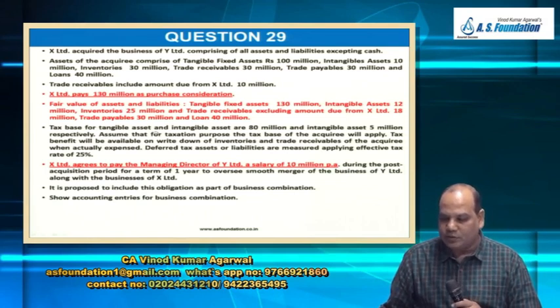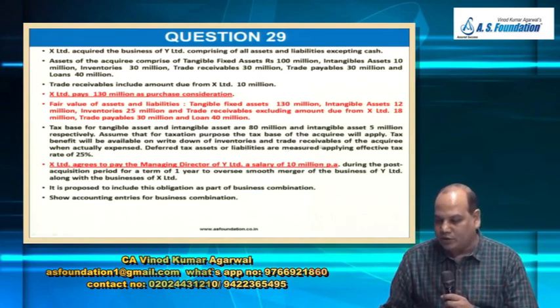The tax base for tangible and intangible assets are 80 million and 5 million respectively. Assume for tax purpose the tax base of the acquiree will apply. Tax benefit will be available on write down of inventories and trade receivable of the acquiree when actually expensed. DTA or DTL are measured using effective tax rate of 25%. So we'll calculate the DTA, DTL also if there is a difference between carrying amount and fair value.